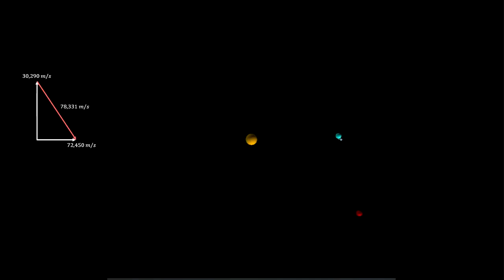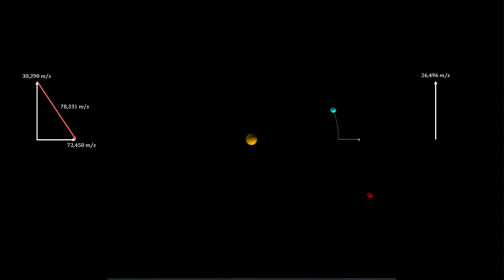The delta velocity vector is here. Its magnitude is 78,331 meters per second. I figured that out with the Pythagorean theorem. That's a lot of change in velocity, and we didn't account for the Earth's rotation, which adds another 465 meters per second at the equator. We're not finished yet. Let's say we reach Mars at its perihelion. Mars' orbital velocity at perihelion is 26,496 meters per second.